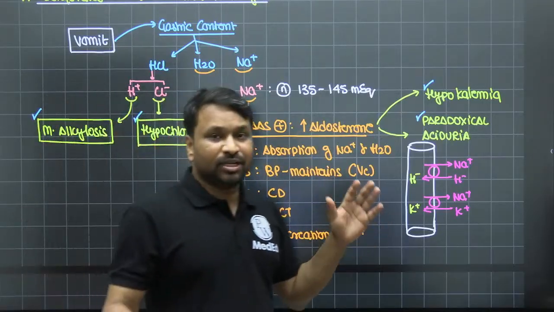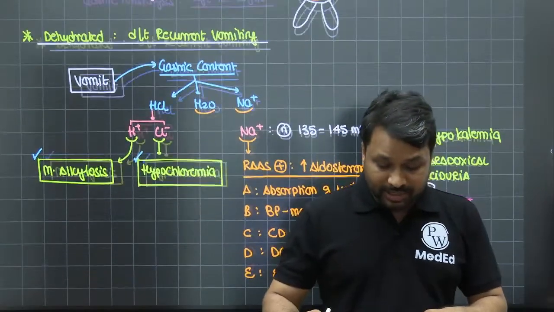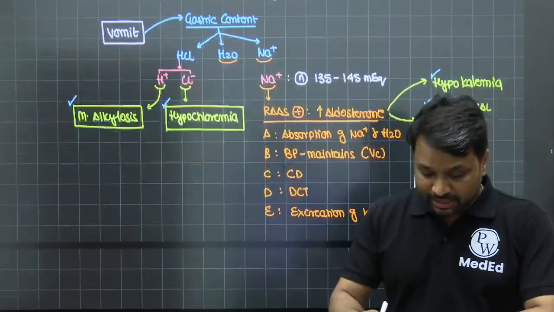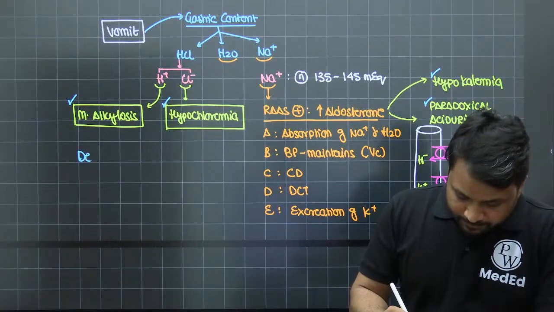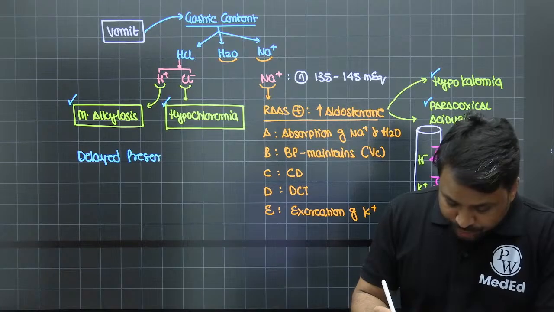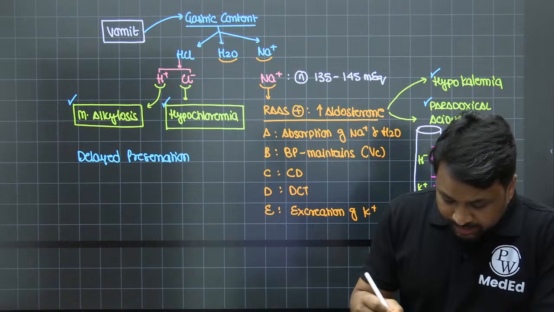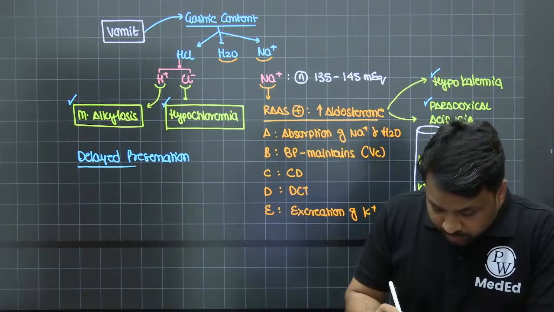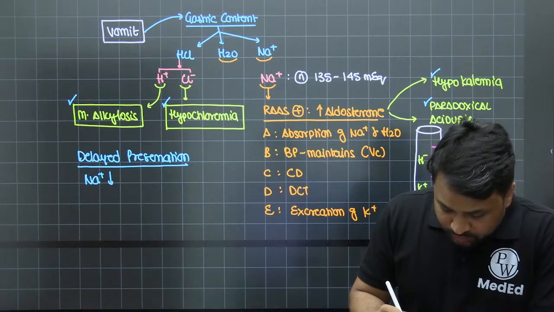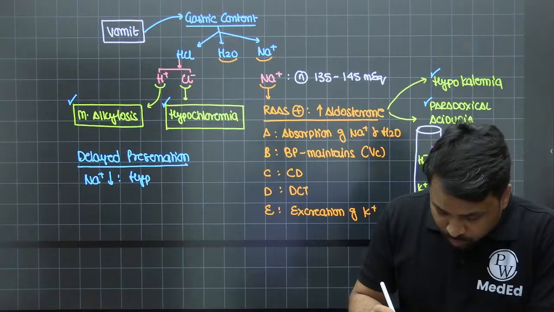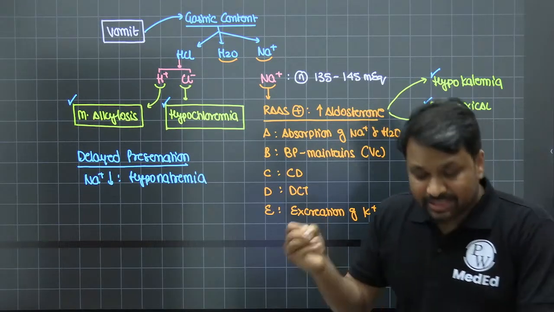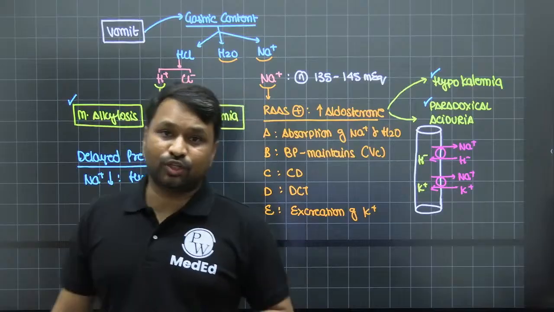Now this occurs in an early presentation. Initially it is trying to conserve sodium. Now if there is a delayed presentation, you will have all these electrolyte imbalances, but along with that the body will not be able to conserve sodium also, so there will be loss of sodium resulting in hyponatremia. Hyponatremia basically tells you that there's a delayed presentation of this kid.